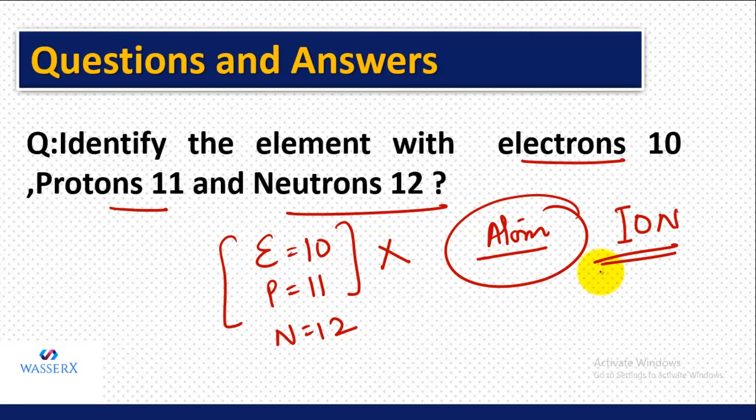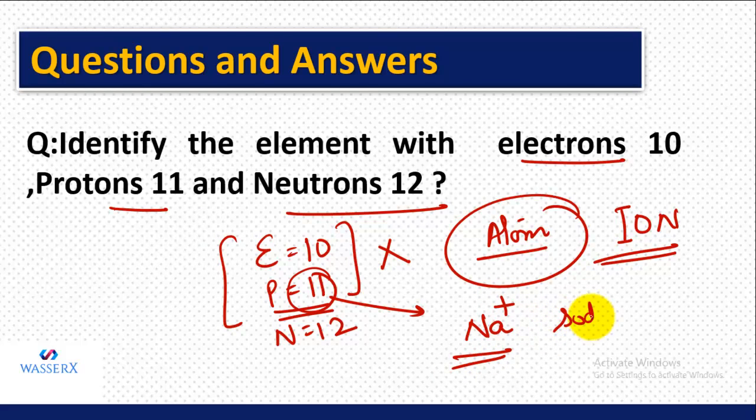Now which ion is this? How will you make out? You will make out by looking at the number of protons. Protons, that means 11, atomic number 11. So 11 atomic number belongs to sodium. So that means it is a sodium ion. You can write it as Na positive, or you can just write sodium ion. So if in any question electrons and protons are not the same, that means it is an ion. And which ion is this? You will make out from the number of protons, not by looking at the number of electrons. So it is Na positive.